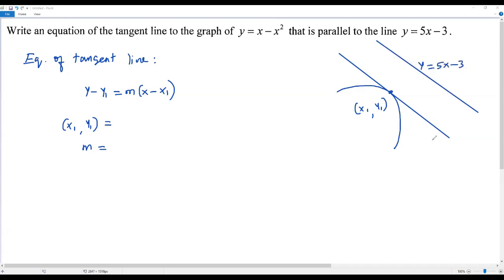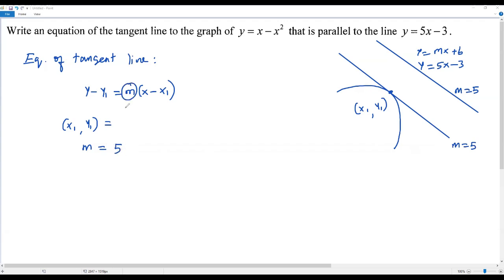Also, the tangent line is parallel to another line whose equation is y equals 5x minus 3. Since the tangent line is parallel to this line, both lines must have the same slope. Whenever two lines are parallel, the slopes must be equal. The equation of the line is given in slope-intercept form, y equals mx plus b. In place of m, we have 5, so the slope of this line is 5. Then the slope of the tangent line is also 5.